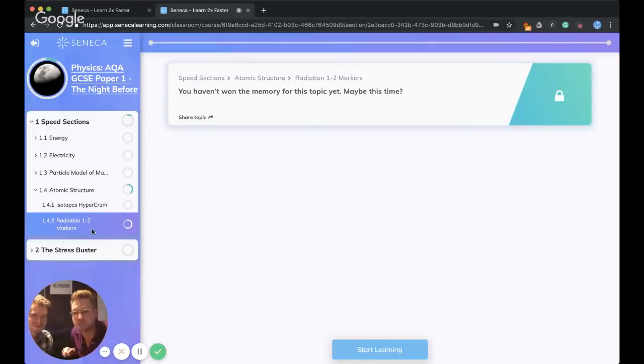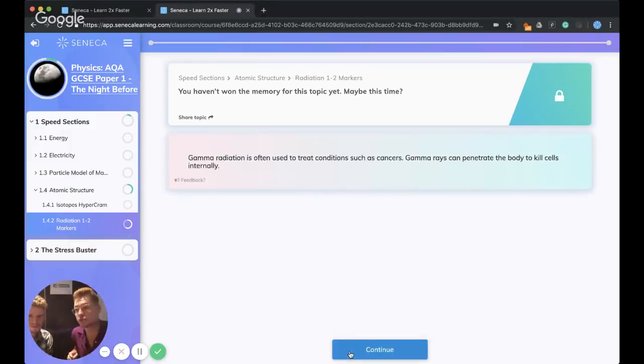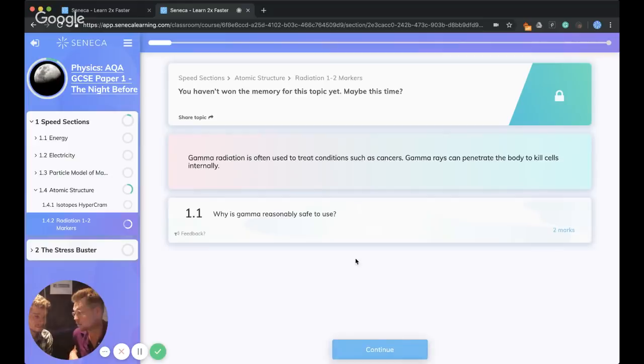So we are going over some radiation 1 and 2 markers, and we'll be going over some key radiation terminology as we go. These are the kind of words you need to use to get those marks in that exam. Okay, so gamma radiation, this was heavily requested. That's used to treat conditions such as cancers, and it can penetrate the body to kill cells internally. Now, gamma radiation is a wave, not a particle.